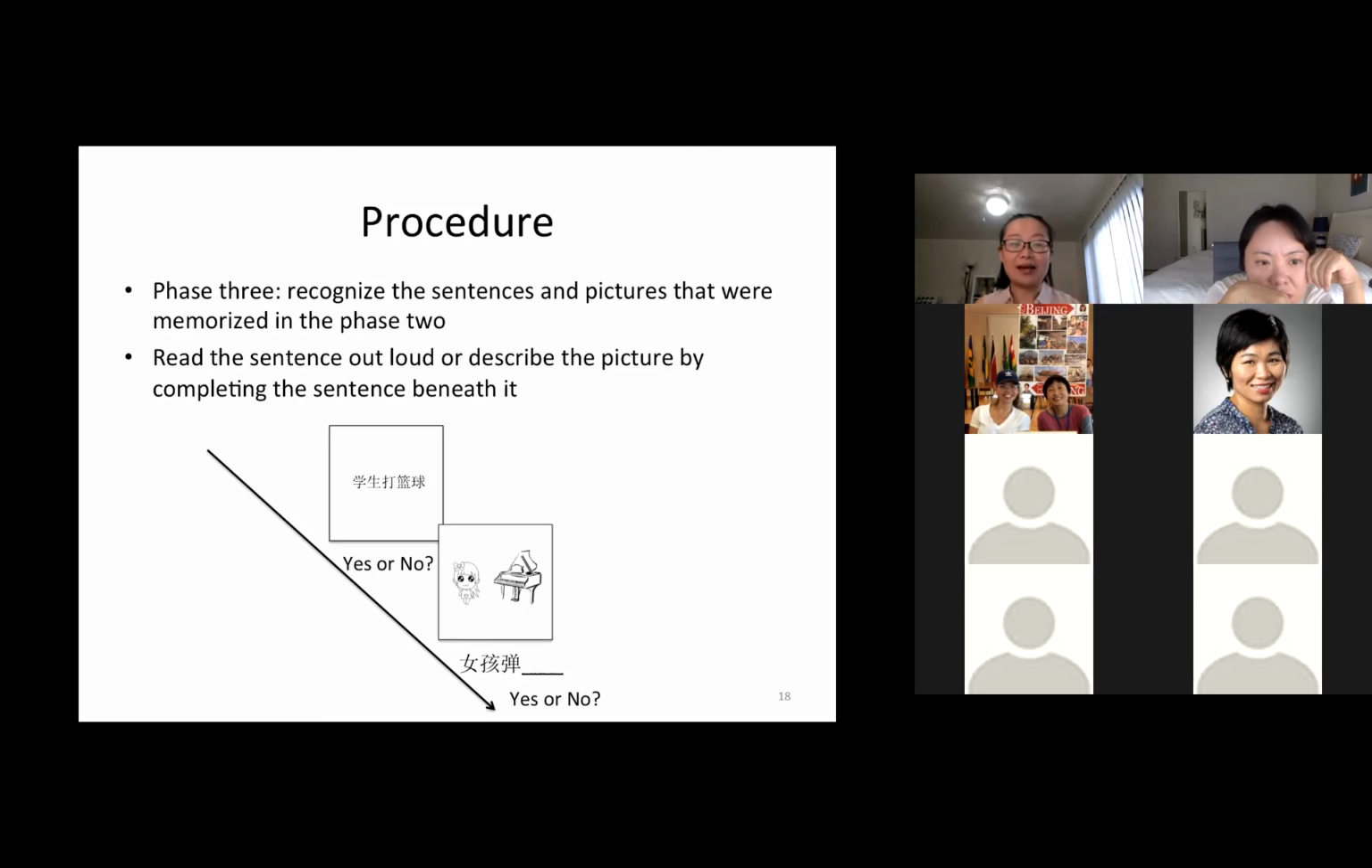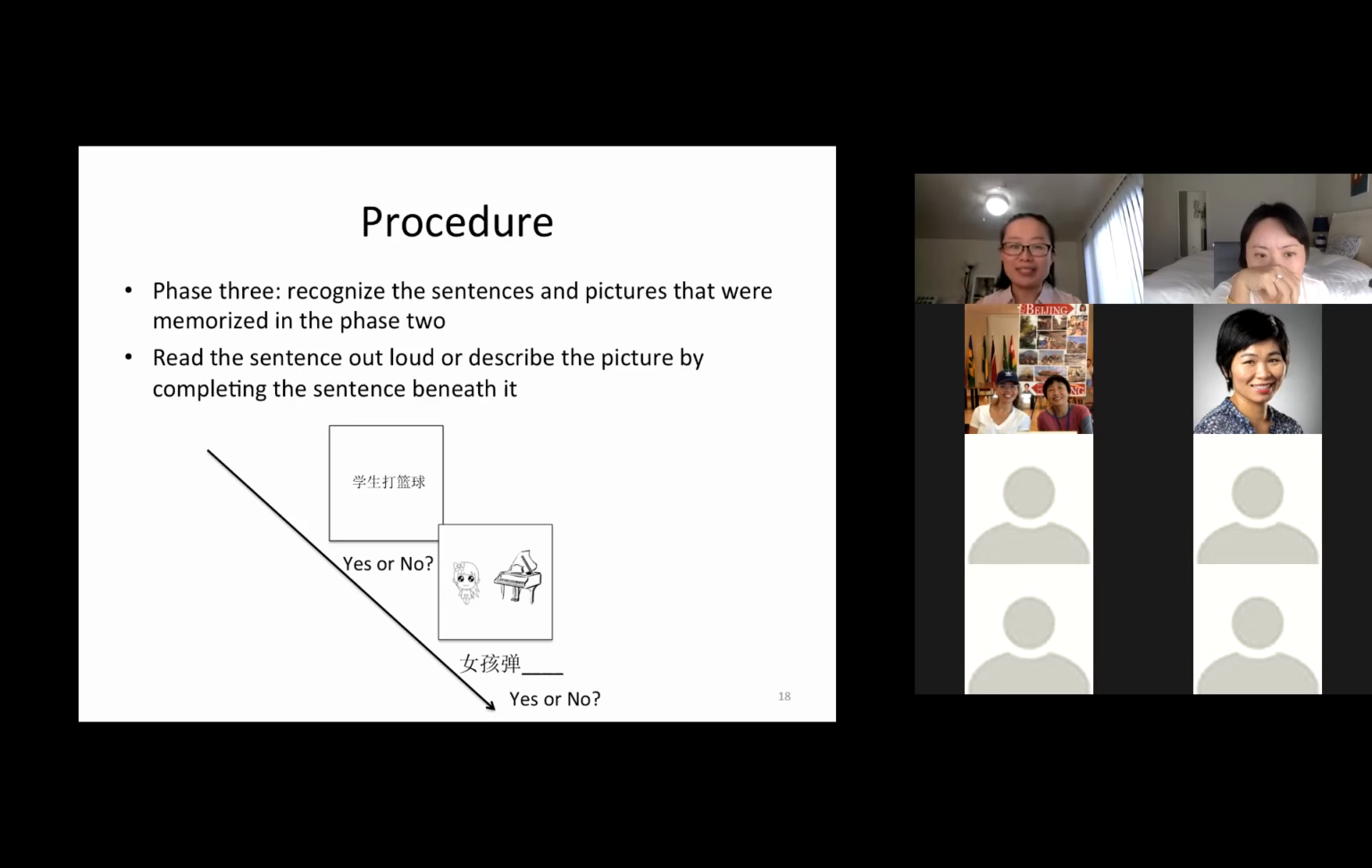After a sentence, there is a picture. So the participants need to describe the picture by completing the sentence beneath it. For example, here in the picture there is a girl and a piano. They have learned all these words in phase 1. They know a girl and a piano. So they finish this sentence: 女孩弹钢琴. So they have to complete this sentence and then make the judgment whether they have seen this picture in phase 2.